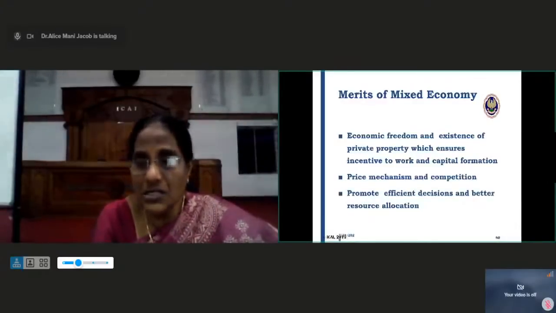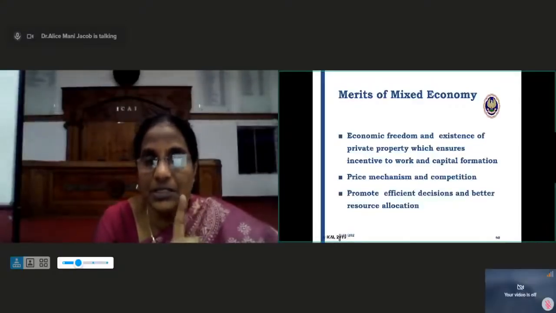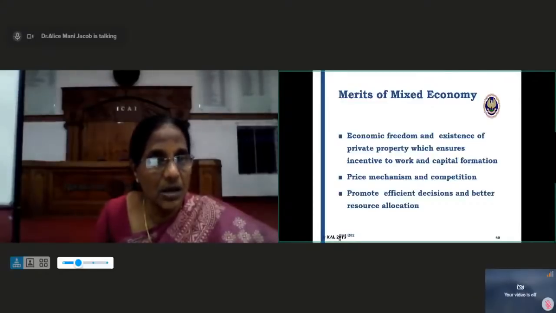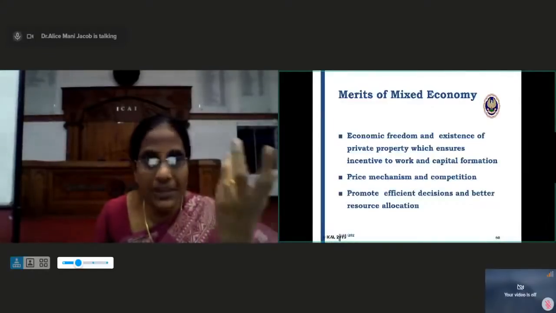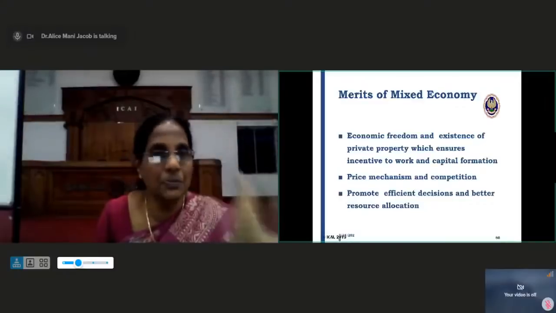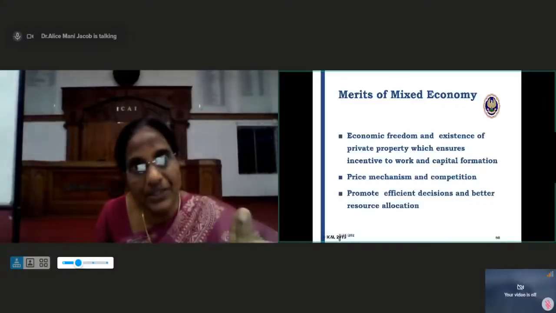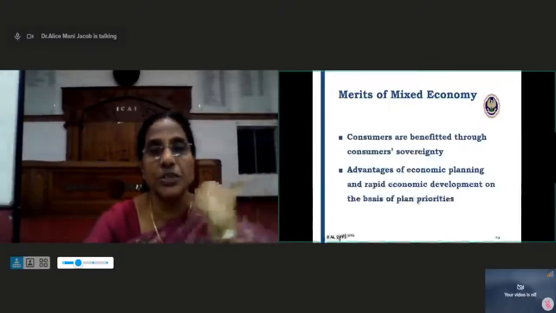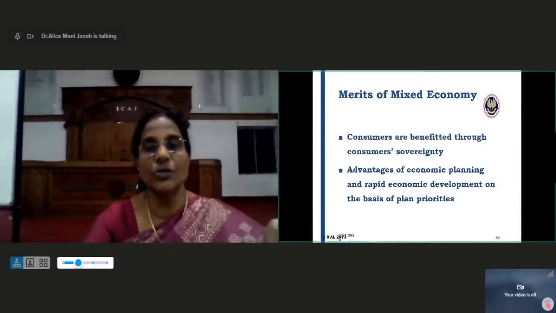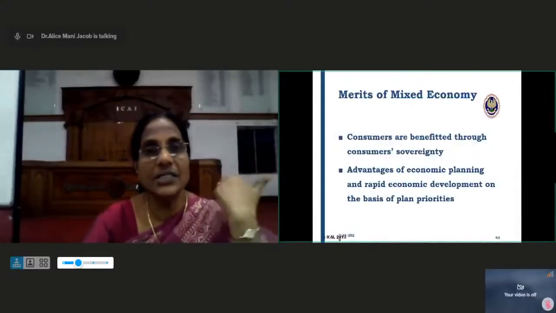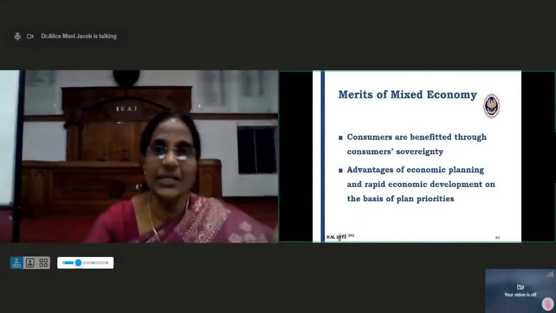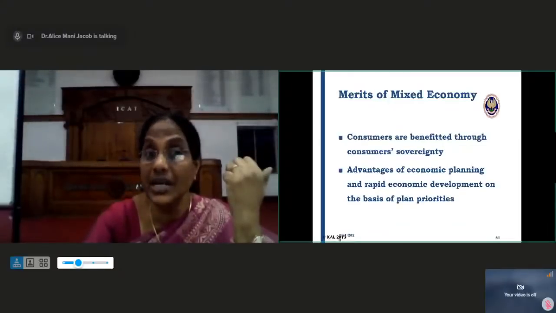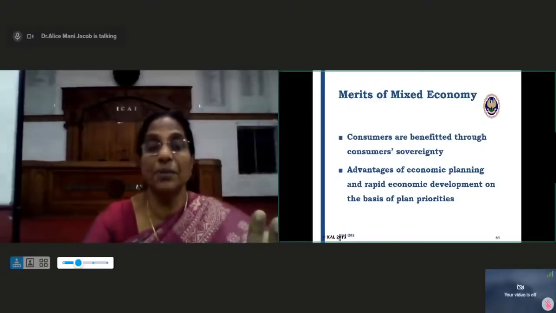Now what is the merit of mixed economy? There is a lot of economic freedom. You can do what you choose. You have consumer goods. There is private property. There is price mechanism. There is competition. There is productive efficiency. There is efficient allocation of resources. And there is consumer sovereignty, isn't it? We can decide which car to buy. We can decide which shirt to buy. We can decide on everything. What food to eat.